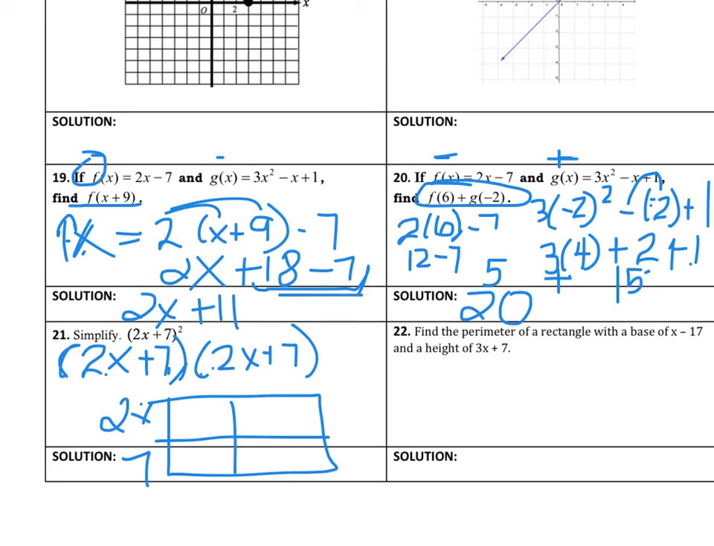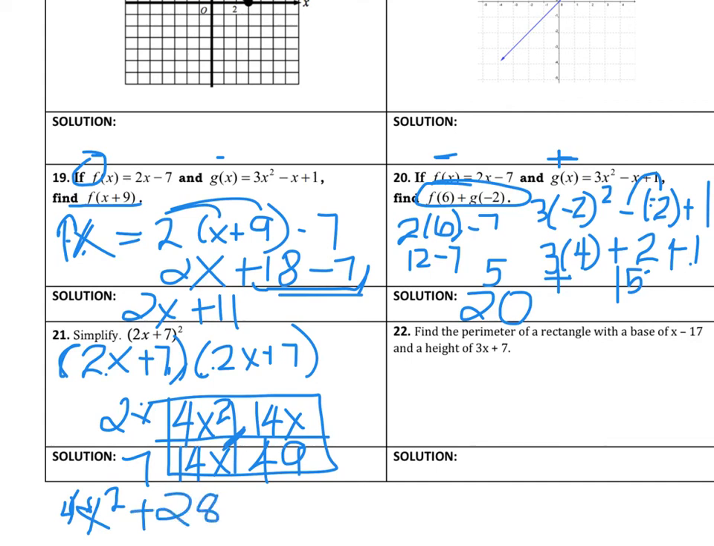So I'm going to multiply these two, and then I go in the top left-hand part of my box. So that's 4x squared. And 2x times 7 is going to give me 14x. Another 14x. And 7 times 7 gives me 49. Now I need to pull out my like terms out of my box, so I only have 1x squared, so 4x squared. And then I'm going to add my two 14x's to give me plus 28x plus 49.